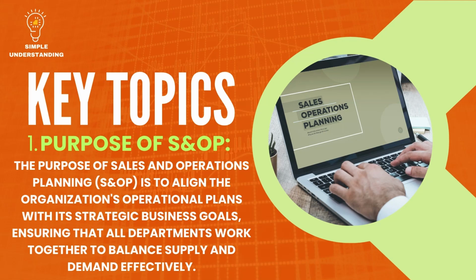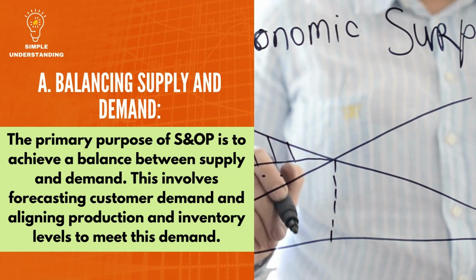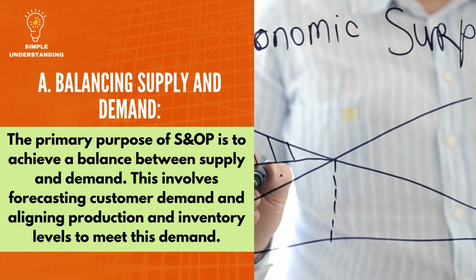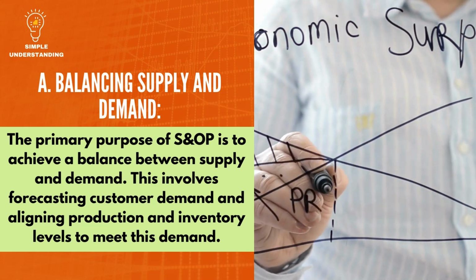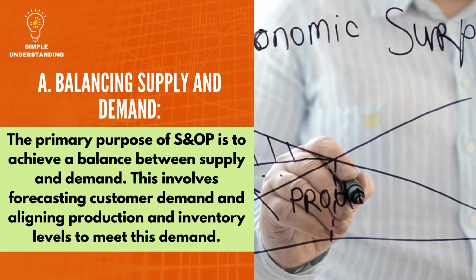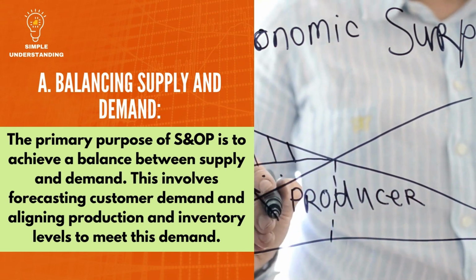The purpose of Sales and Operations Planning, S&OP, is to align the organization's operational plans with its strategic business goals, ensuring that all departments work together to balance supply and demand effectively. A. Balancing supply and demand. The primary purpose of S&OP is to achieve a balance between supply and demand. This involves forecasting customer demand and aligning production and inventory levels to meet this demand.